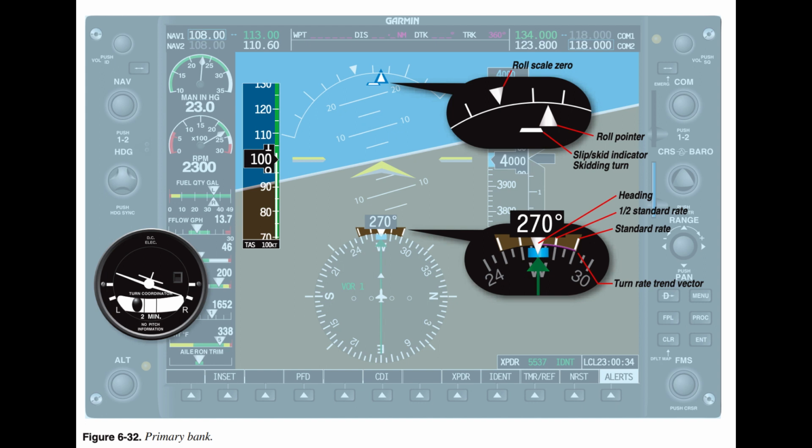There are supporting instruments associated with bank as well. The turn rate trend indicator shows the pilot when the aircraft is changing heading. The magnetic compass is also useful for maintaining a heading, however, it is influenced by several errors in various phases of flight. Primary yaw.